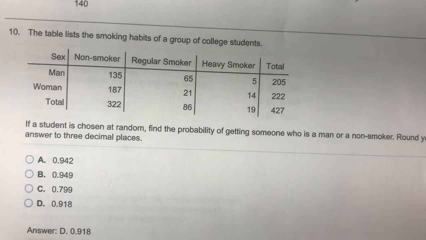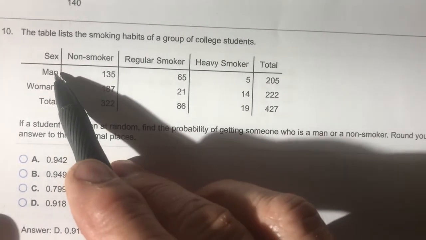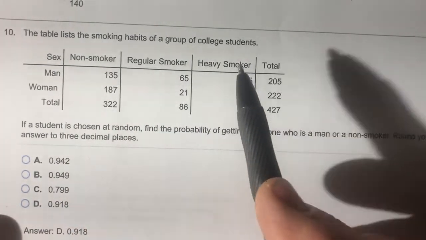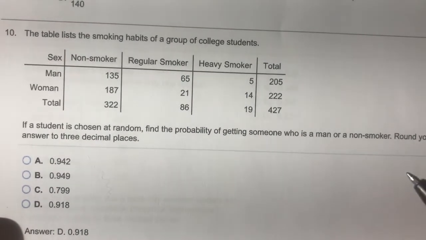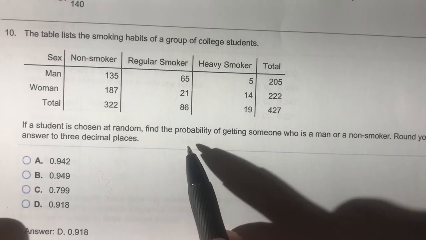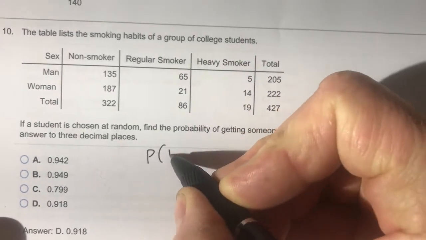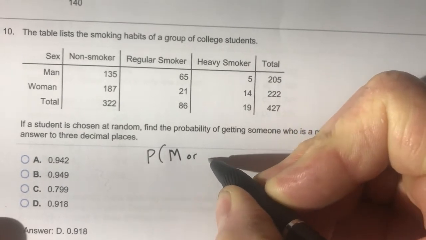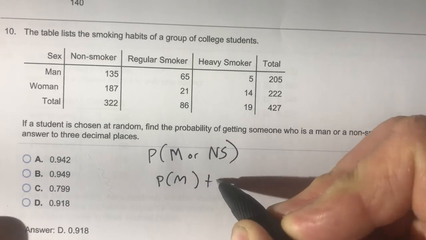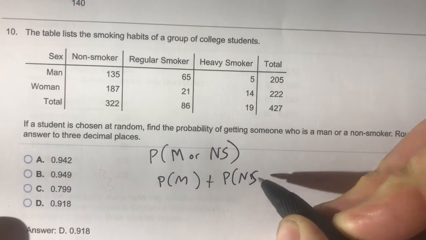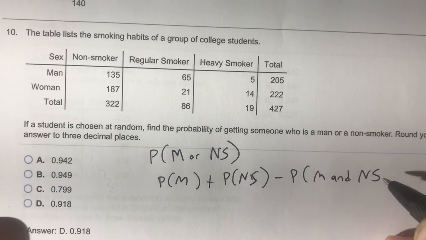Number 10. Table lists smoking habits of a group of college students. You have man and woman. You have non-smoker, regular smoker, heavy smoker. If a student is chosen at random, find the probability of getting someone who is a man or a non-smoker. Probability of a man or non-smoker. That's going to be probability of man plus probability that he's a non-smoker minus the probability that he's a man and a non-smoker.